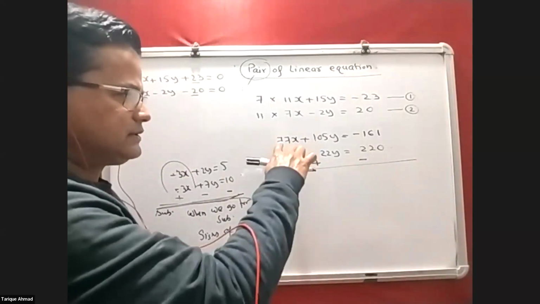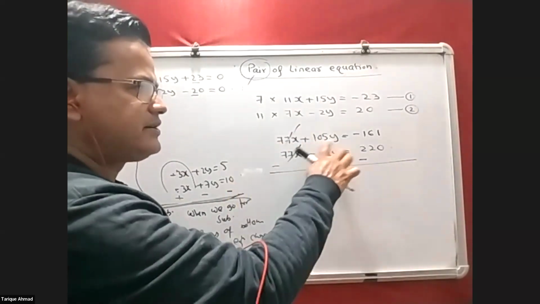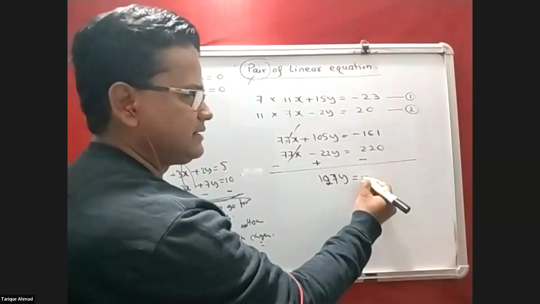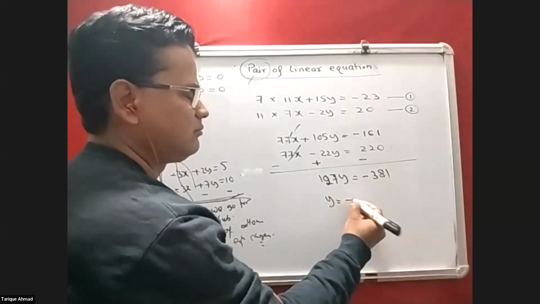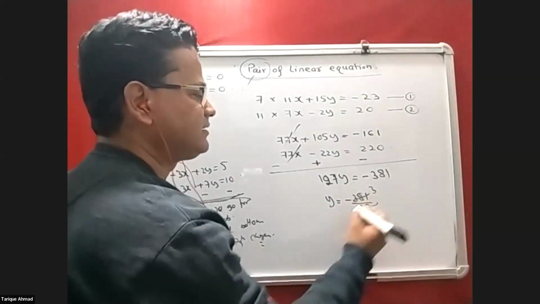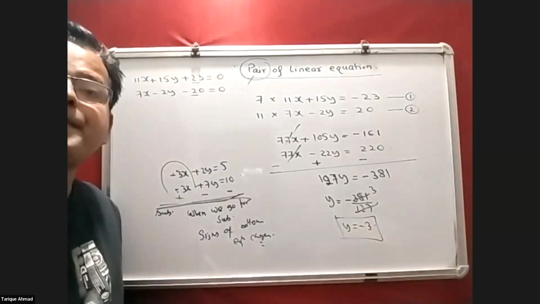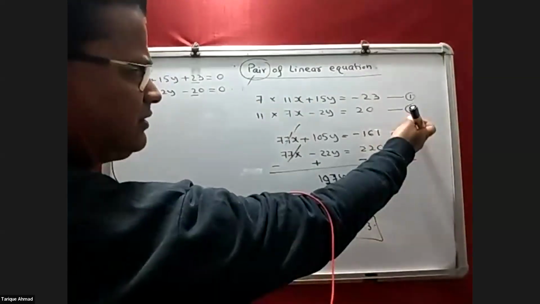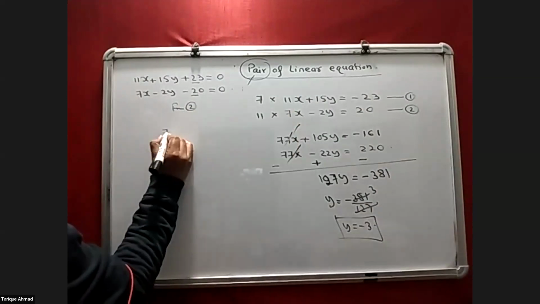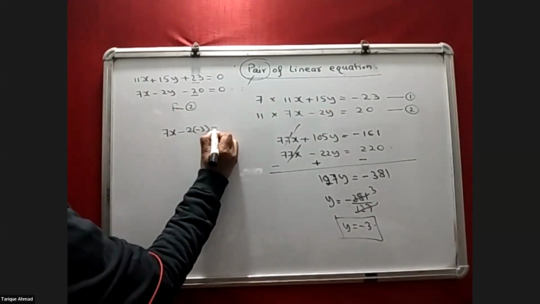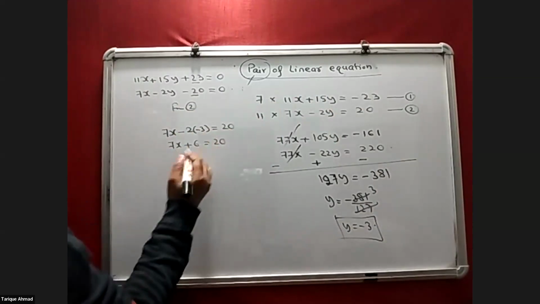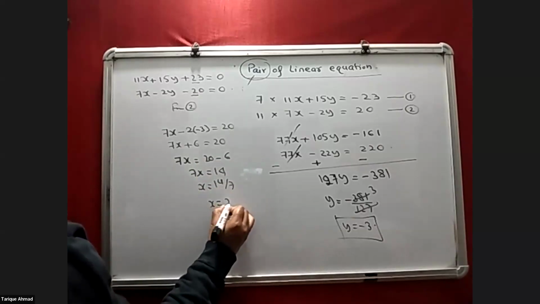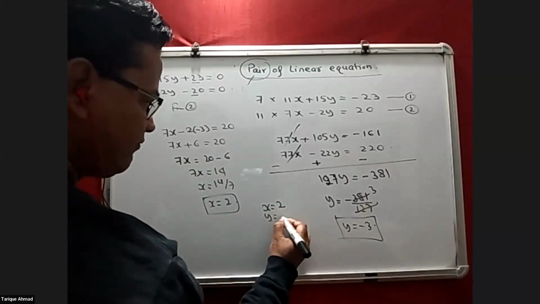Correct? Now, plus 77 minus 77 cancel. 105 plus 22 is 127. Y: this one is minus 381. Y equals to minus 381 upon 127. It can cancel 3 times. So we get y as minus 3. Now putting it in any one of the equations, either 1 or 2, showing from 2: 7x minus 2 into minus 3 is 20. 7x plus 6 is 20. 7x is 20 minus 6, 7x is 14. So x is 14 by 7, x is 2. So finally we get x as 2 and y as minus 3.